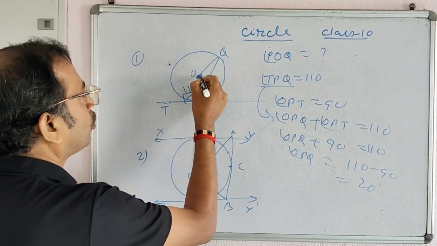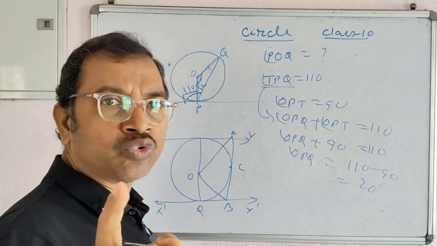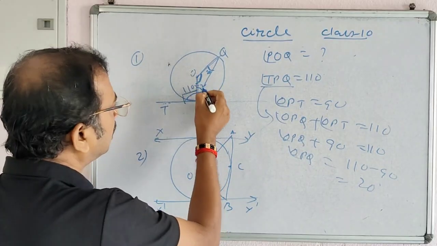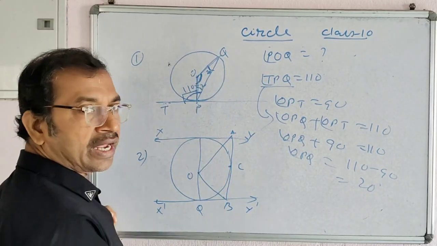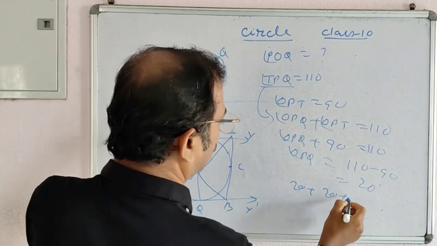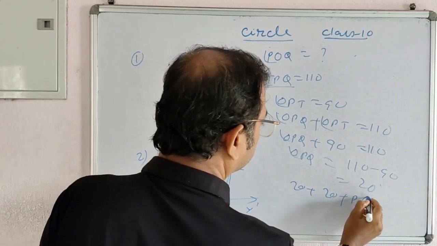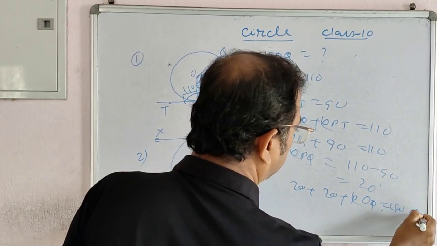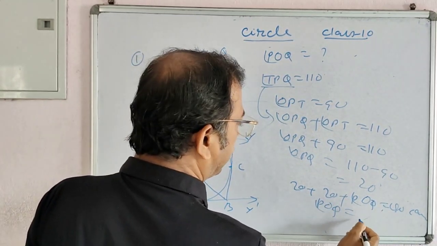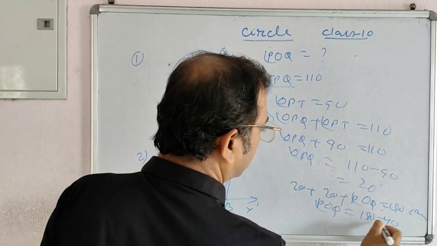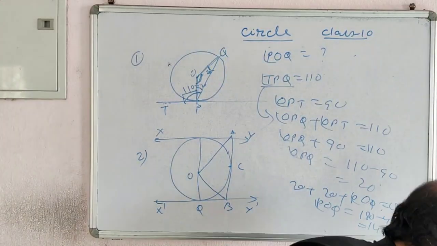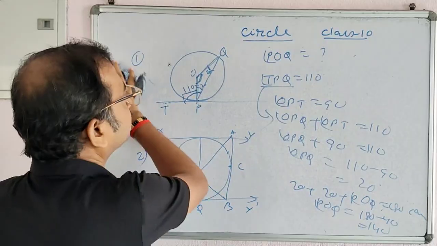So as OP equals OQ, radius, in a triangle if two sides are equal then the angles opposite to them are also equal, so this is also 20. So you need this angle. According to the triangle law, the sum of the three angles equals 180, so 20 plus 20 plus your POQ equals 180. Write the angle sum property: 20 plus 20 is 40, so POQ is 180 minus 40, which equals 140. Got it? So POQ equals 140.